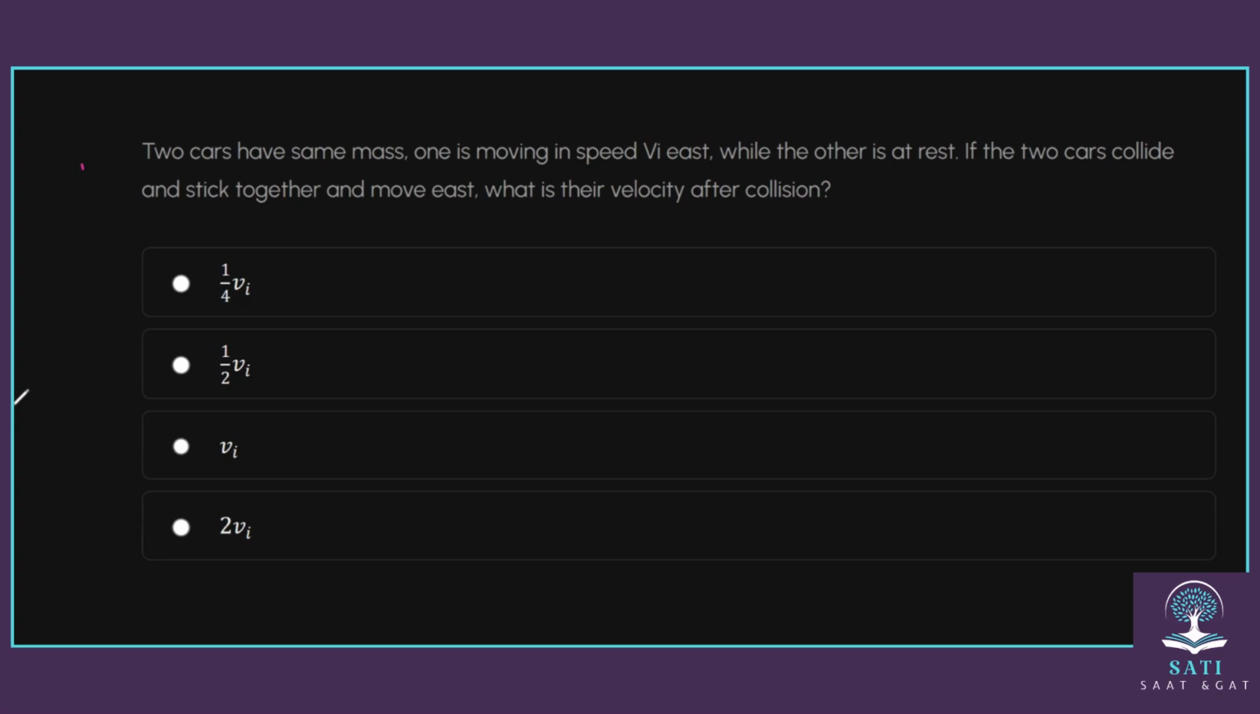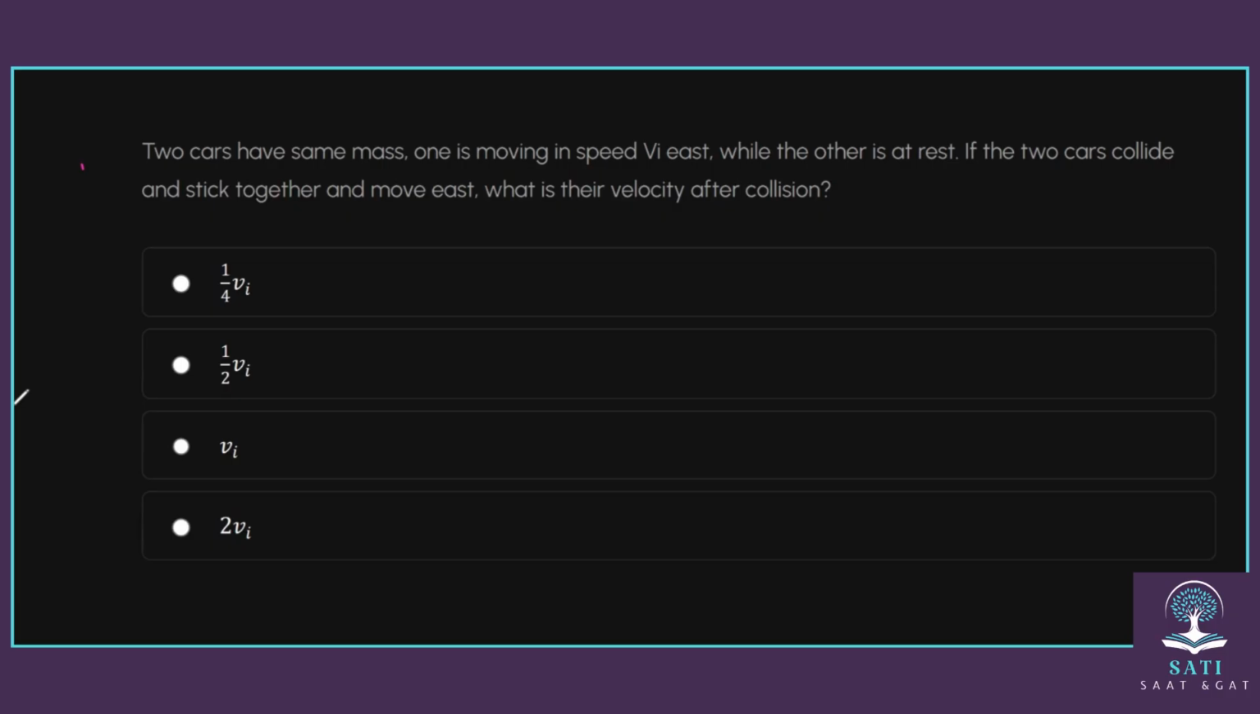Two cars have the same mass. One is moving at a speed vi east, while the other is at rest. If the two cars collide and stick together and move east, what is their velocity after the collision?